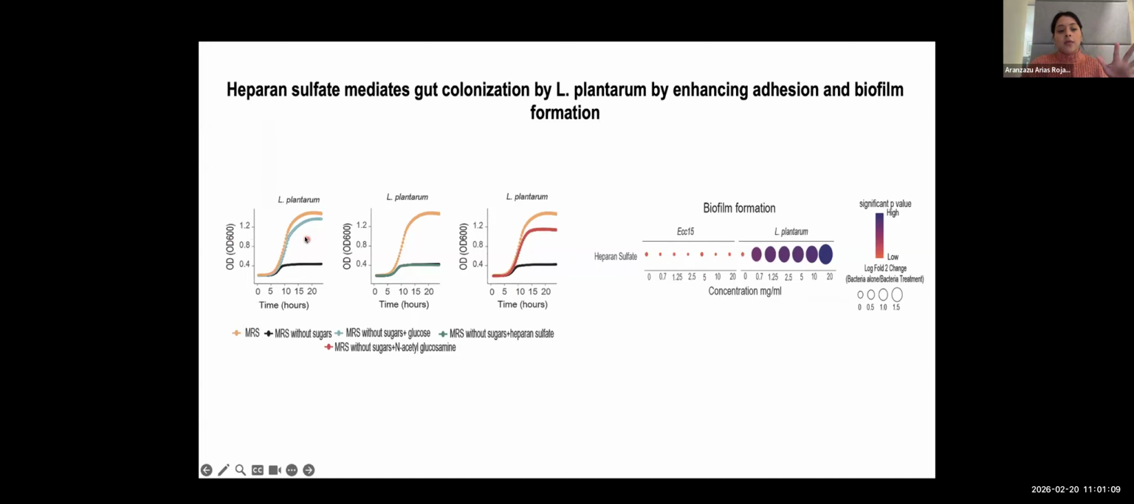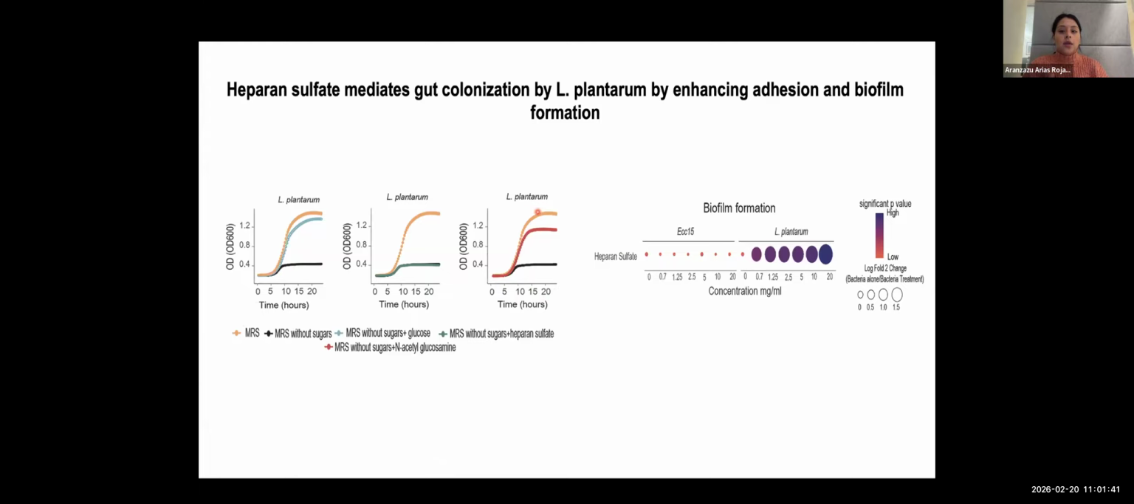As you can see here, for example, we have MRS, which is the media where lactobacillus grows, and we don't have differences with the normal MRS media when we supplement it with glucose or with heparan sulfate. But when we treat the cultures with the derived sugar, which is N-acetylglucosamine, we do have a boost in the growth.